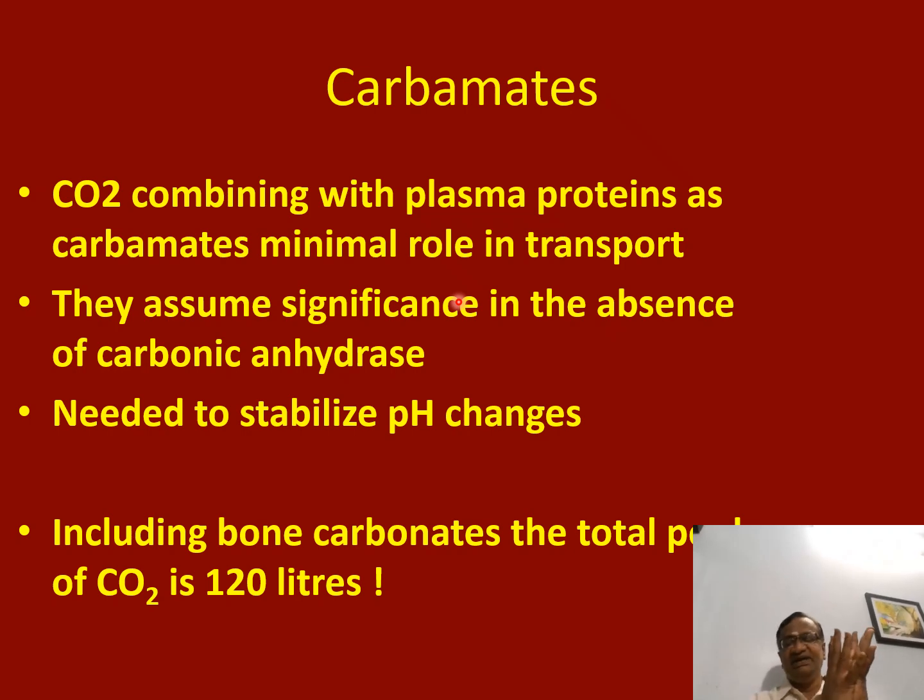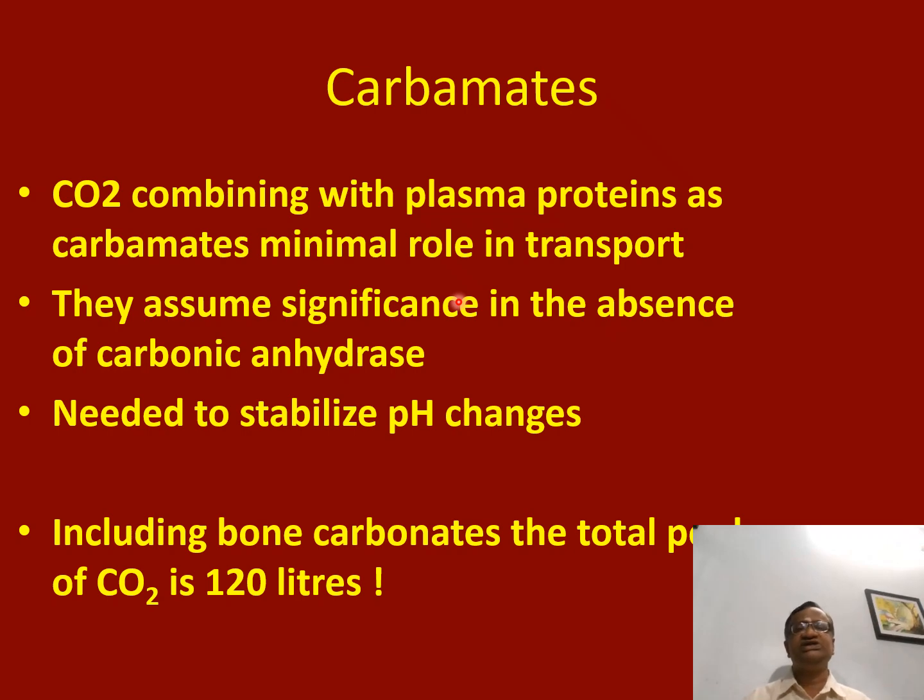Now this is about bicarbonate. We have clearly told that carbon dioxide comes out of the tissues. It combines with water, carbonic anhydrase, carbonic acid, H plus and bicarbonate; bicarbonate goes out, chloride comes in. This H joins with hemoglobin. So this is what happens in the lungs and tissues.